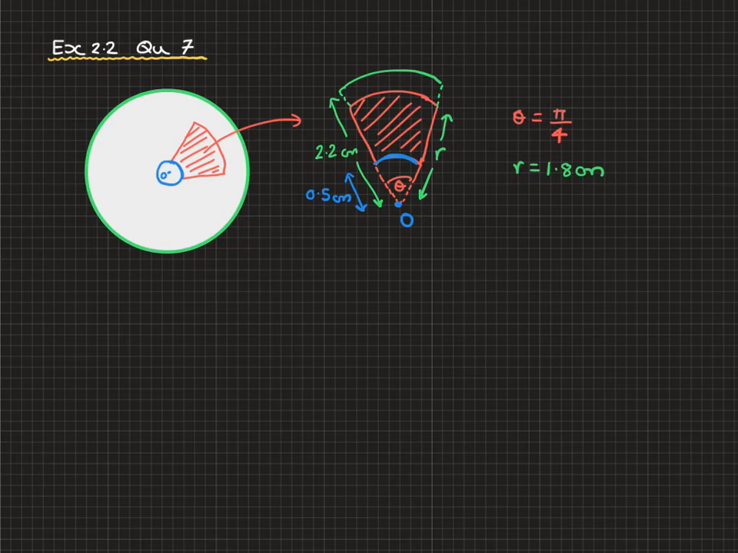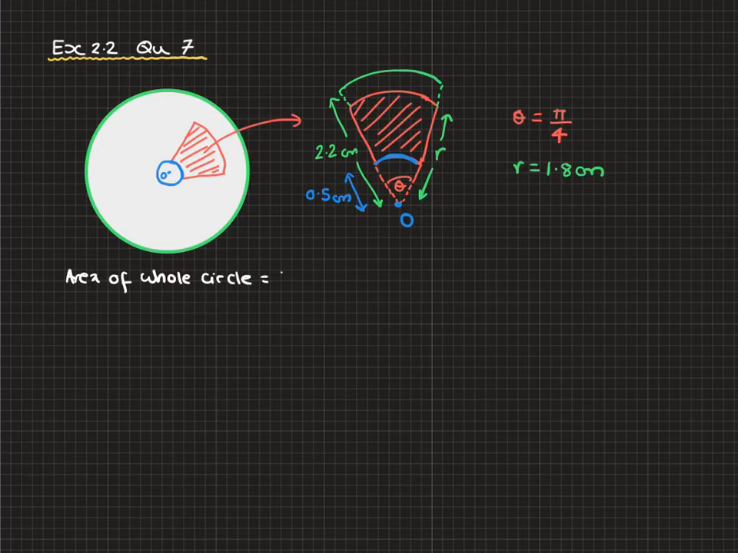So we're going to have a look at question 7 from exercise 2.2, and I've attempted to sketch the diagram, just one part of it, and the cutout part I've represented again on the right hand side in the sketch there. So the first thing that I'm going to do is work out the area of the whole circle before parts of it are cut away.